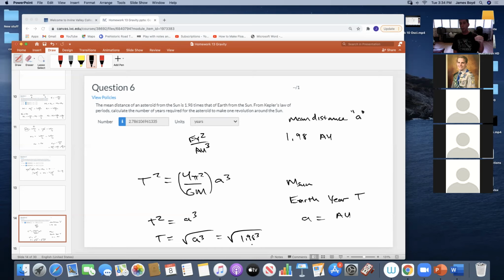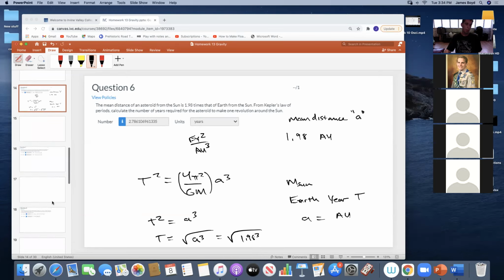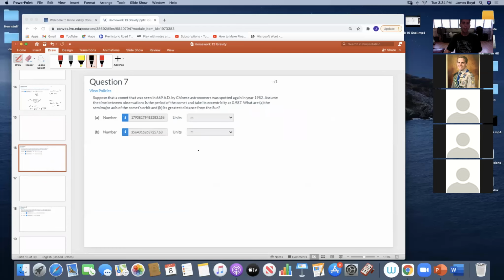But the reason why I gave you this really simple problem, and this is really important, is that if you are in Earth years and you are orbiting the Sun and you are in AU, it reduces. If you're not, if you're talking about something going around the Earth, then M has to be the Earth, and therefore A has to be in meters and T has to be in seconds. It's a lot easier to use T squared equals A cubed than G and M and the 4 pi squared. That's why I gave it to you.